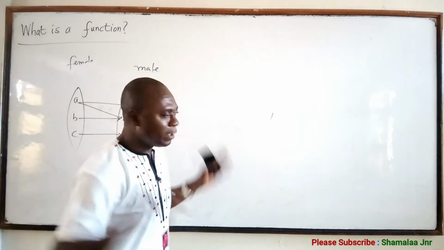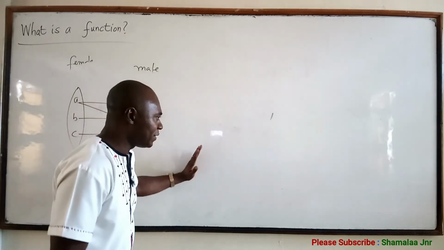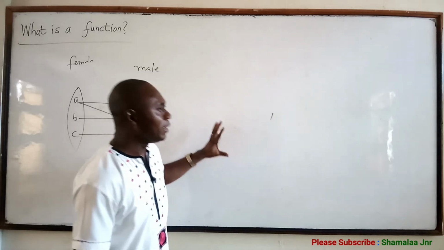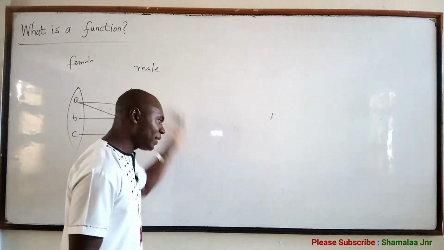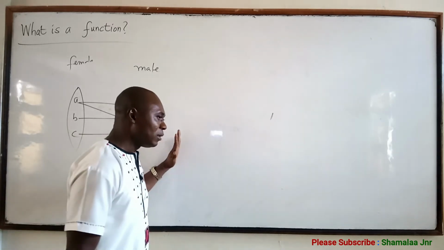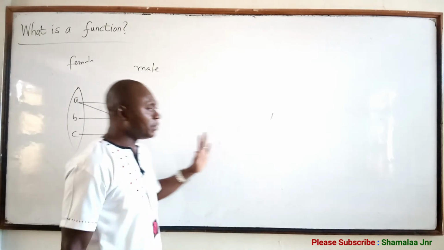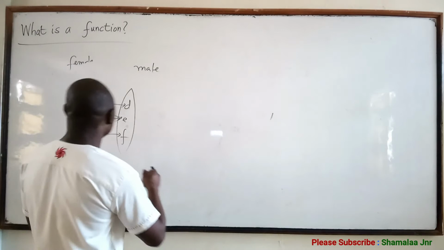And the point they're also making is that every element in the first set should be related to one and only one member of the second set. And every member of the first set should have an image. Okay, now let's look at another one.